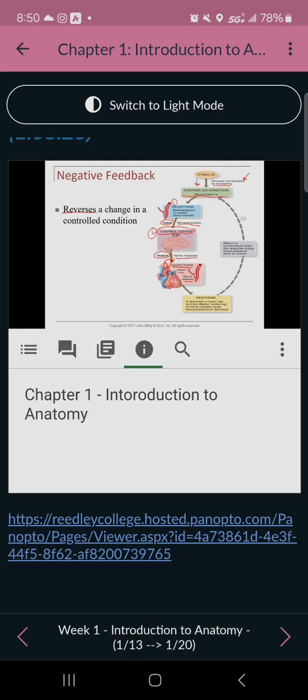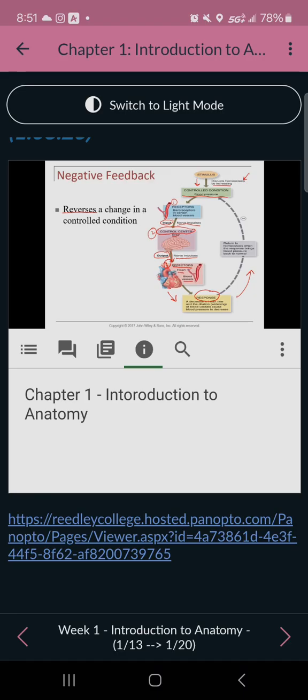So heart rate decreases, and that's the response. The blood vessels dilate, which means widen, and that causes the blood pressure to decrease and go back to homeostasis, which is the response. This sequence of events quickly returns the controlled condition, blood pressure, to normal, and homeostasis is restored.